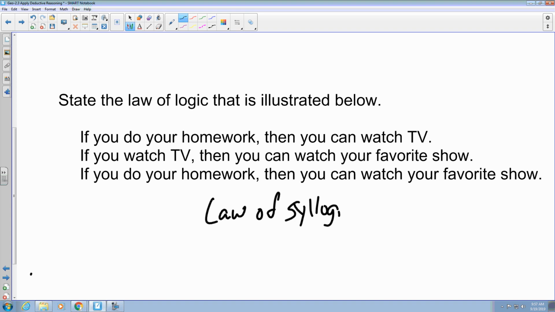because we have our hypothesis P, our conclusion Q. We have a hypothesis Q and a conclusion R. So we can say that hypothesis P and conclusion R are all true statements. So we can use the law of syllogism to state this.